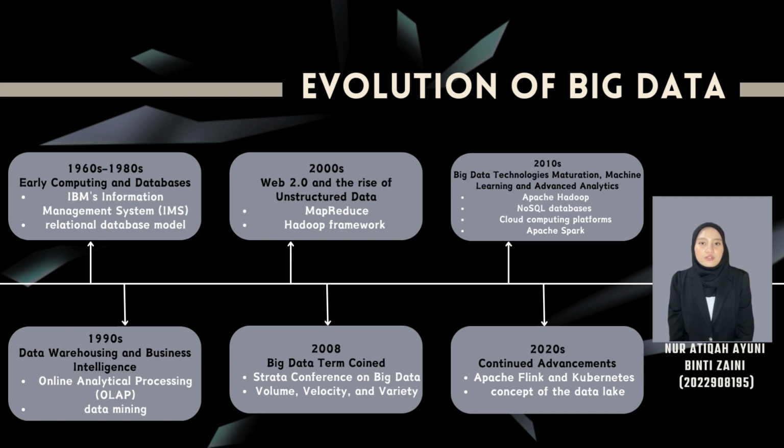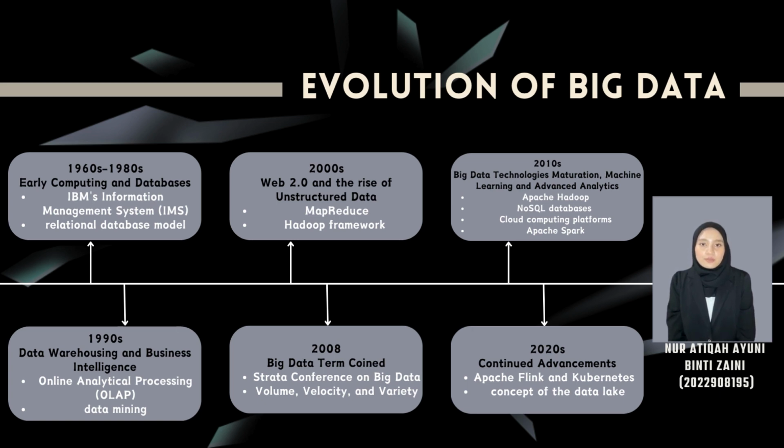Google's introduction of MapReduce in 2004 and the development of the Hadoop framework in 2005 by Yahoo engineers Doug Cutting and Mike Cafarella marked a significant shift in processing large-scale distributed data. In 2008, the term big data was coined. The term gained prominence when O'Reilly Media organized the first Strata conference on big data in 2011. Big data was defined by the three V's, which are volume, velocity, and variety.